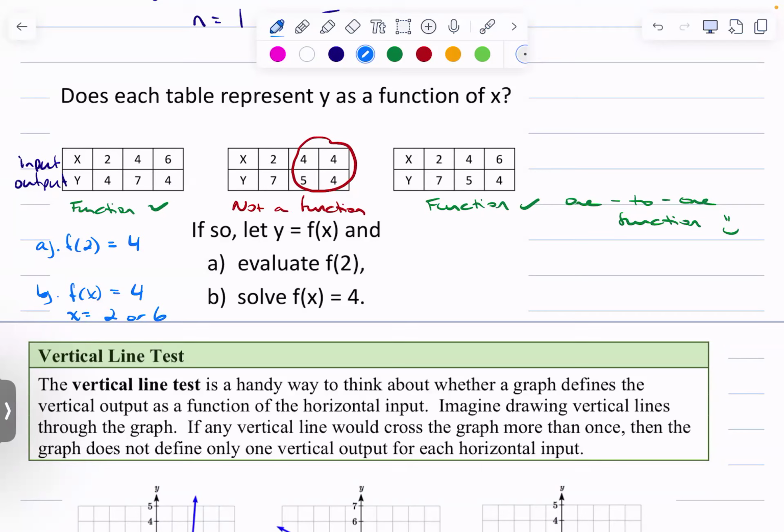Nice. Do the same thing for this other function. f of 2 is 7. And if f of x is 4, my input must be 6. And there's only one. Nice.